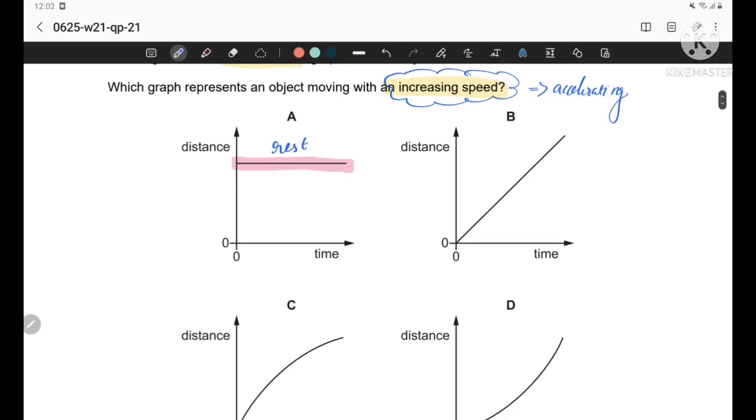Let's look at option B. Here we can see it's a straight line. That means it's increasing the distance uniformly, so the object must be moving with a uniform speed. That's why the object covers the same distance in equal intervals of time. So the second graph is for a uniform motion.